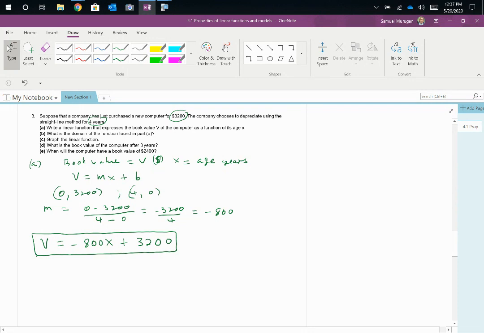The domain of this function, x, is from 0 years to 4 years. In other words, 0 to 4.